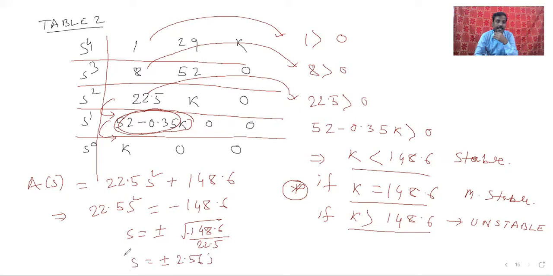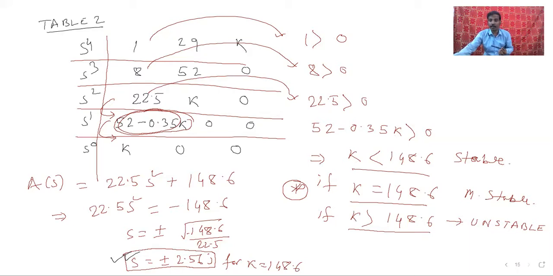So this is the intersection point on the imaginary axis for K equals 148.6. This is very important for root locus design. Intersection point on the imaginary axis is equal to plus minus 2.56j for K equals 148.6. This is the intersection point on the imaginary axis.